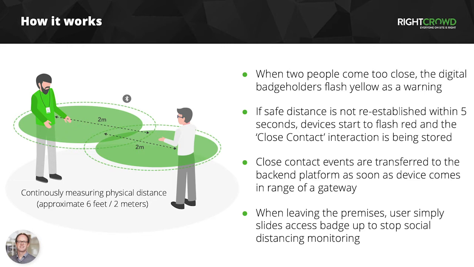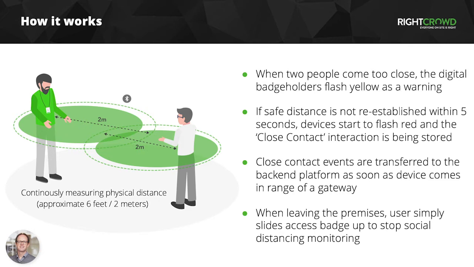The second thing that happens is that at that point in time, both devices will start to record what we call a close contact event. It's an event that keeps track of the unique ID number of the other device that came too close to me. When did that happen? So an exact timestamp of the start of that close contact event, and then the duration. For how long did that other device stay too close to me? That information is stored inside each of those badge holders.